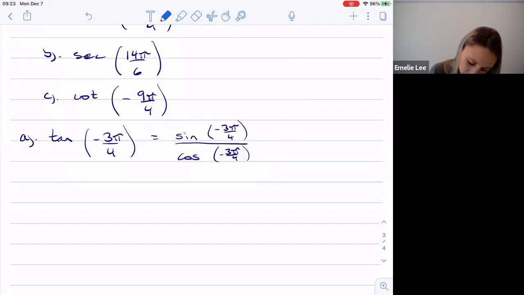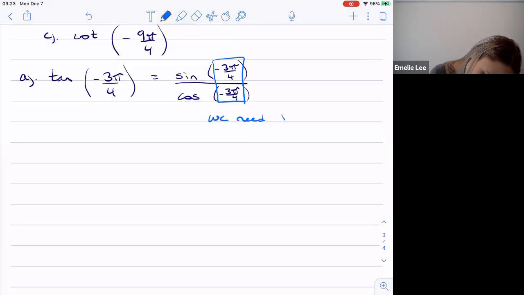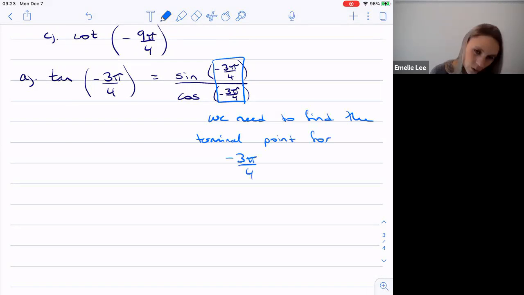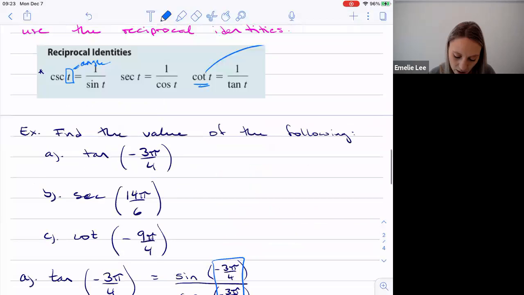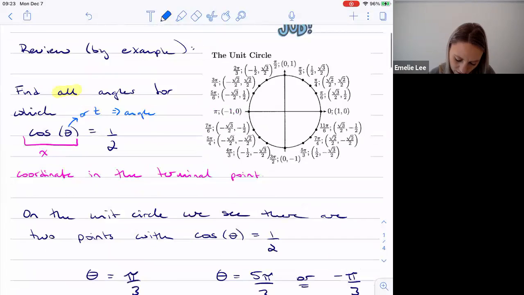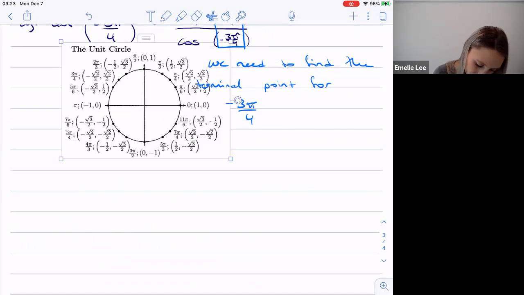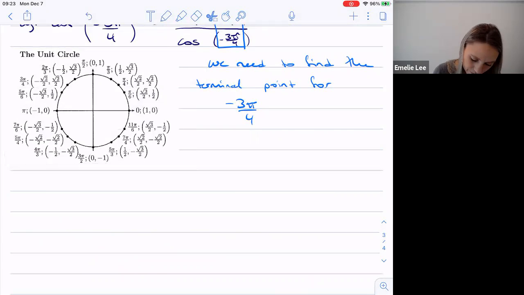So here, we need to find the terminal point for negative 3 pi over 4. Okay, negative just tells me I'm moving in the clockwise direction. Let me bring this unit circle down so we don't have to scroll so much. Paste. Okay, so negative 3 pi over 4.